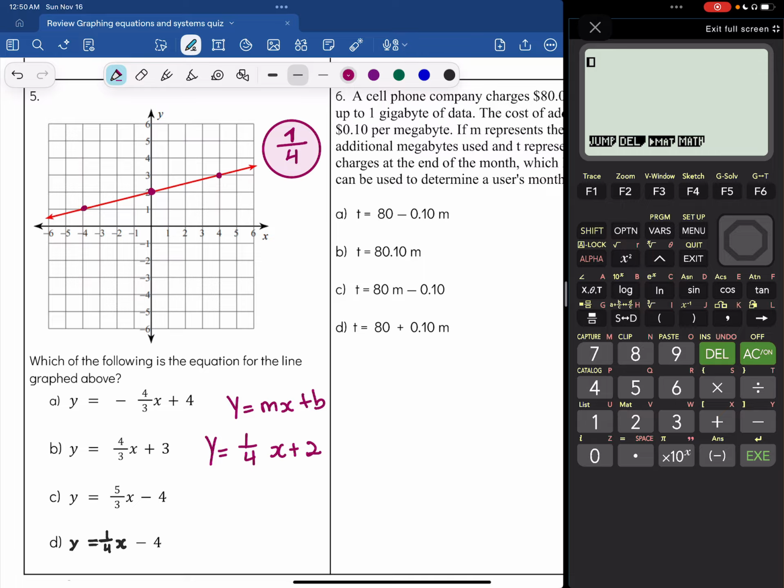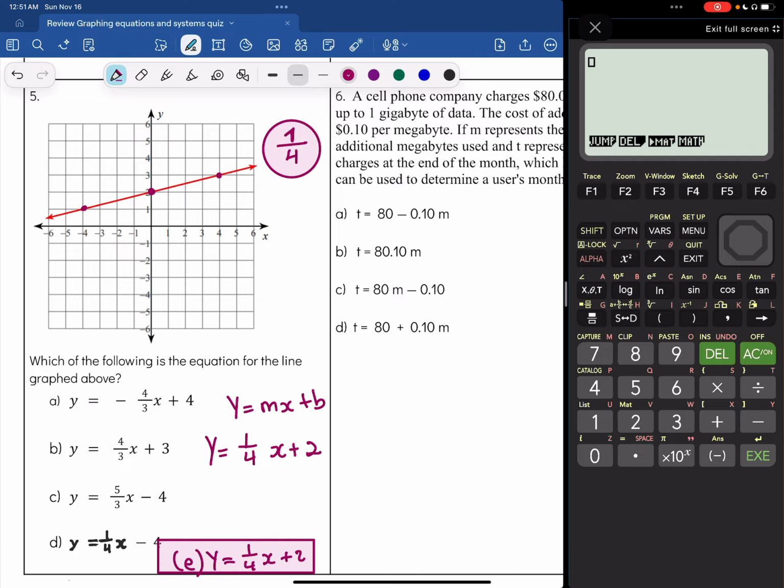All right, and that's it. That's our equation, which is going to be answer choice. There was a typo here. This answer choice was not in here, so I'll just write it in at the side. All right, let's make up answer choice E: y equals 1/4 x plus 2. All right, cool.